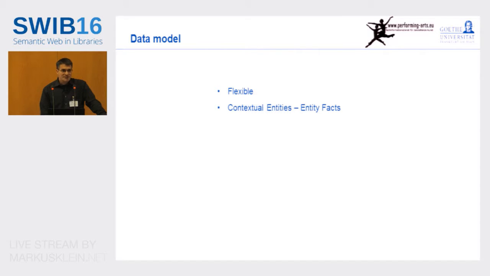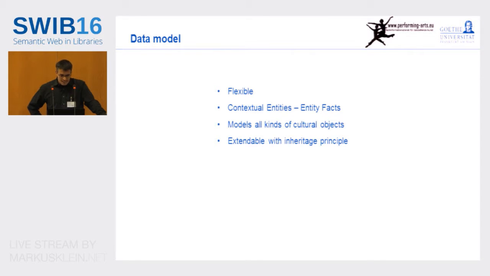We have contextual entities we can use from entity facts, and we can model all kinds of cultural objects, because we have a mixture, as mentioned, from libraries and archives and so on. We can extend it by adding the roles to be more precise and not to lose information of our data. Of course, we don't want to do this.